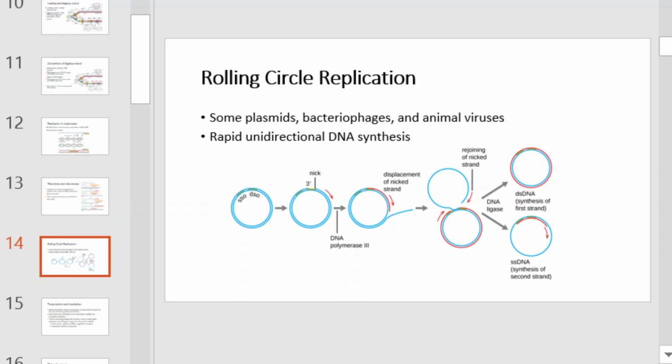Rolling circle replication. Some plasmids, bacteriophage, and animal viruses contain circular DNA. Rolling circle replication is a rapid, unidirectional DNA synthesis process illustrated below.